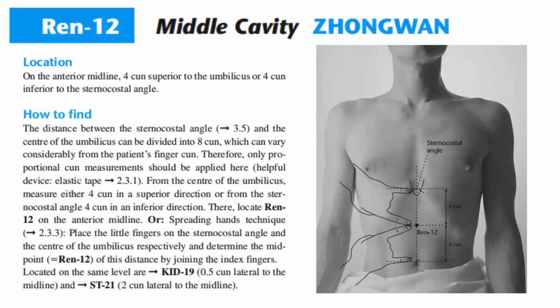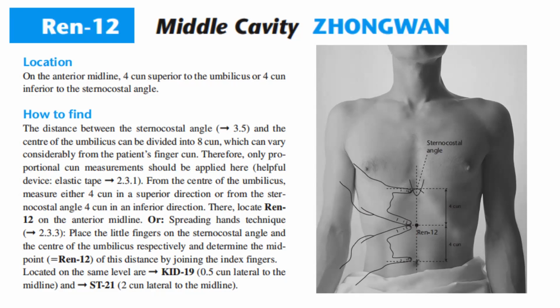How to find it? The distance between the sternocostal angle and the center of the umbilicus can be divided into 8 cun, which can vary considerably from the patient's finger cun. Therefore, only proportional cun measurement should be applied here. A helpful device would be the use of an elastic tape. From the center of the umbilicus, measure four cun in a superior direction, or from the sternocostal angle four cun in an inferior direction.